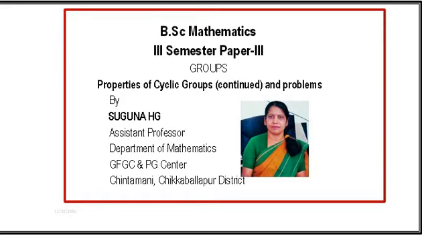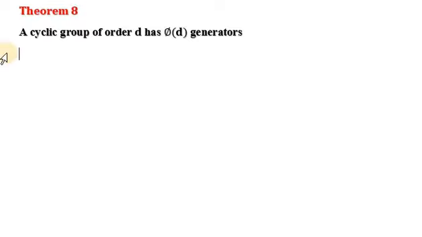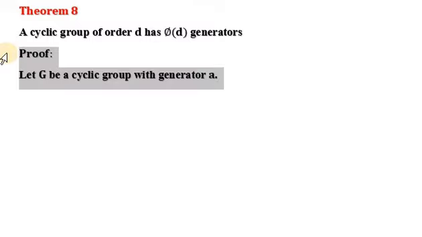In this video, I am going to present you BSc Mathematics 3rd semester paper 3 groups, the properties of the cyclic groups and problems on cyclic groups. In the previous video, we have learned the properties from 1 to 7, and in this session, let us learn about theorem 8. A cyclic group of order D has phi of D generators. So now let us prove this theorem.